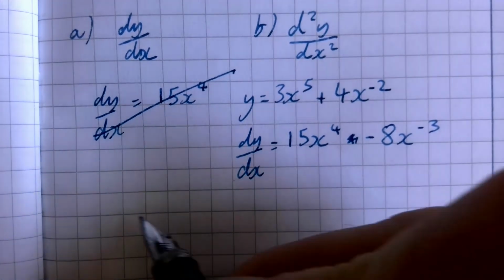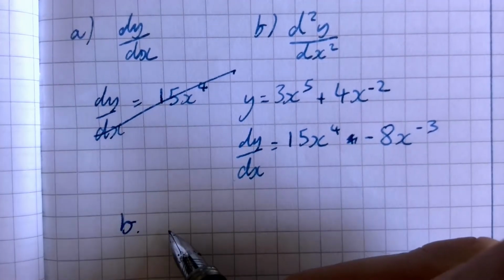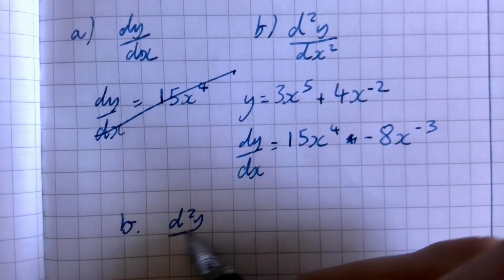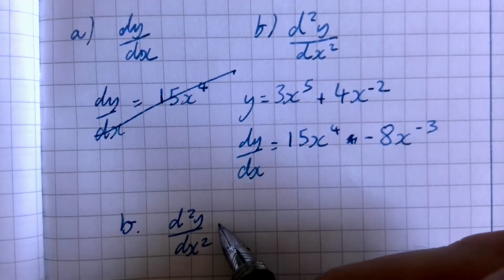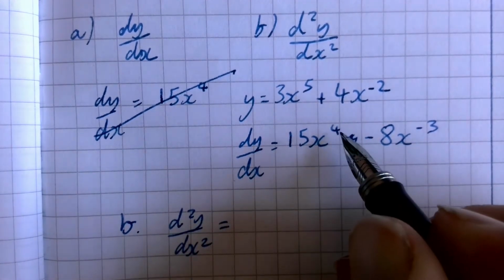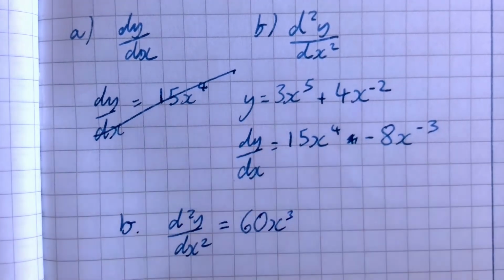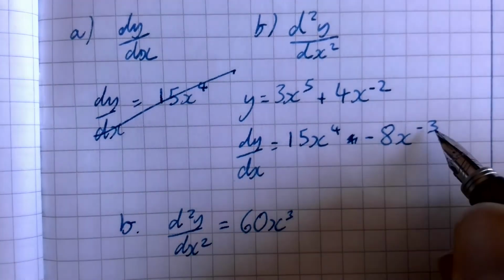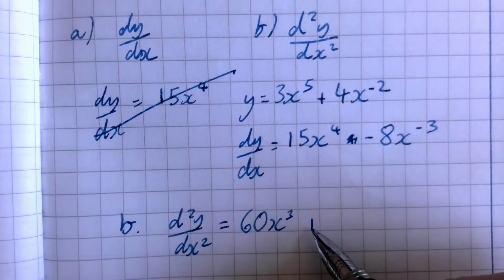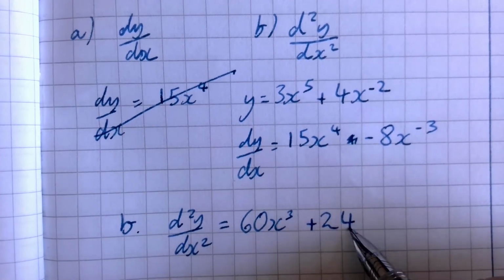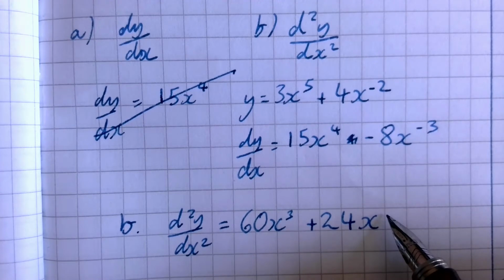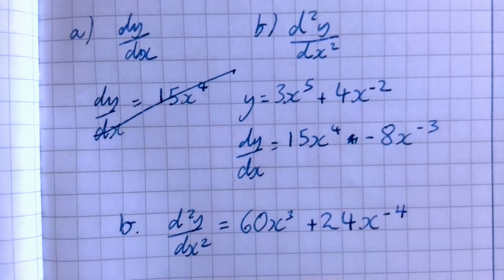And then when we come on to b, all we have to do for d2y over dx squared is differentiate this. So 4 15s are 60, x to the power of 3, drop the power by 1. Negative 3 times negative 8 is plus 24. That'll be x to the power negative 4.